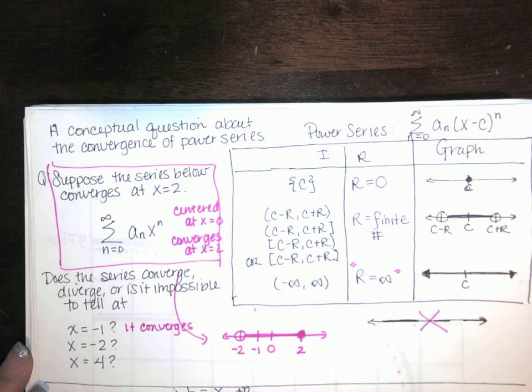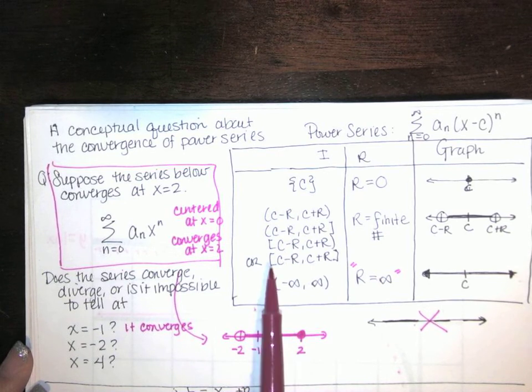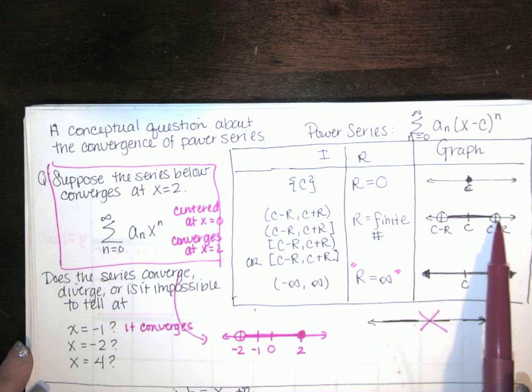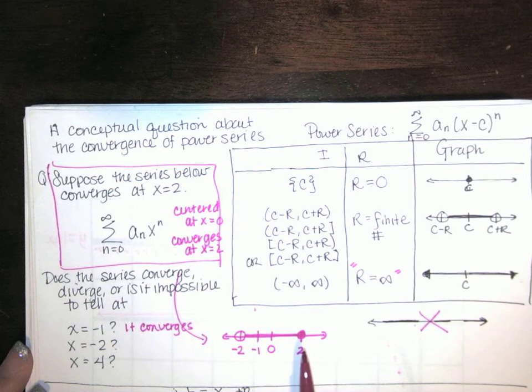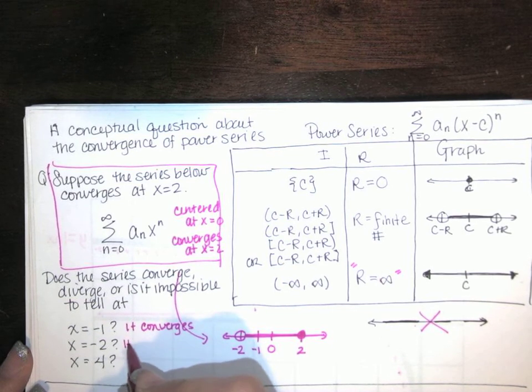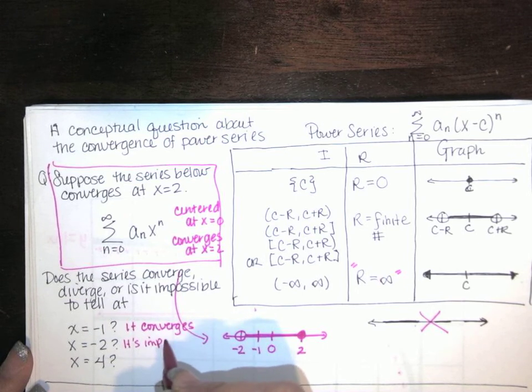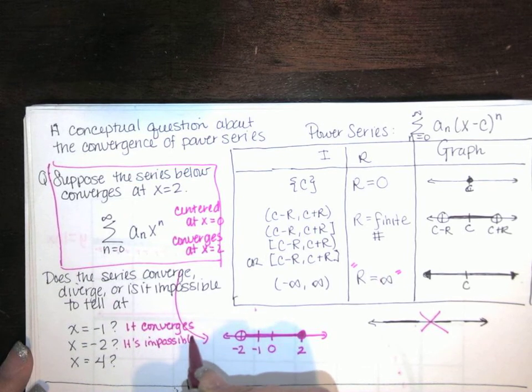What about -2? Well, from the way I've drawn it, it looks like it doesn't converge there. But it might converge. It's possible that it converges from this endpoint to this endpoint, or -2 to 2. But there's not enough information there for us to tell. It could converge or it might not converge at -2. So we'll say it's impossible to tell for x equals -2.